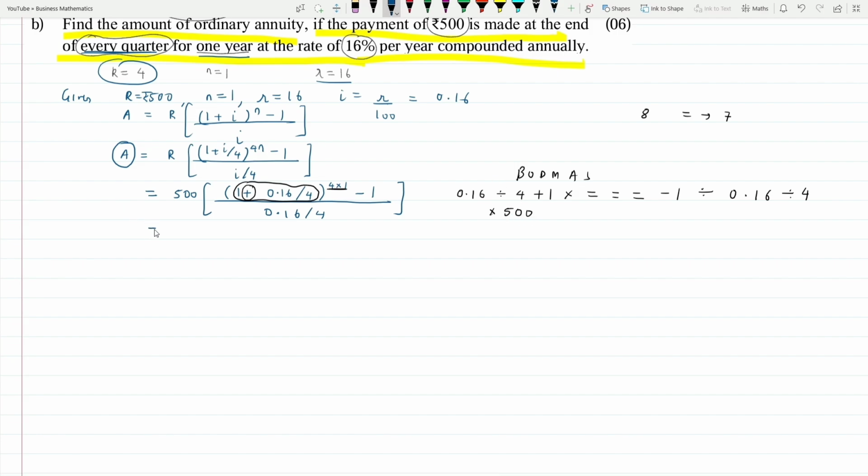Once you do this, you get the value of A as 2123.23. So that is the amount of the ordinary annuity that we'll be receiving after contributing 500 rupees 4 times in a year at the rate of 16% per year. And hence our final answer is the amount of ordinary annuity is 2123.23 rupees.